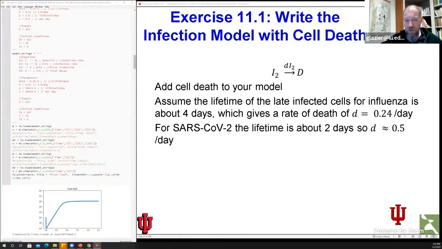If there are any questions about that little exercise, let me know. So again, if you finish with the exercise early, try changing that lifetime, that D value, and see what happens. What does it do to the viral load, and what does it do to the cell number?